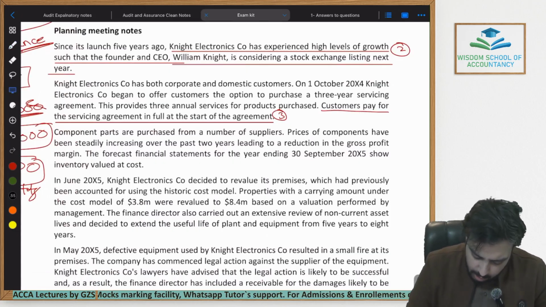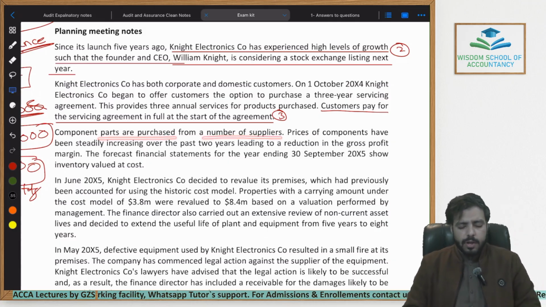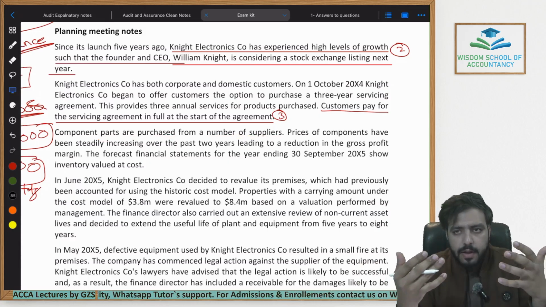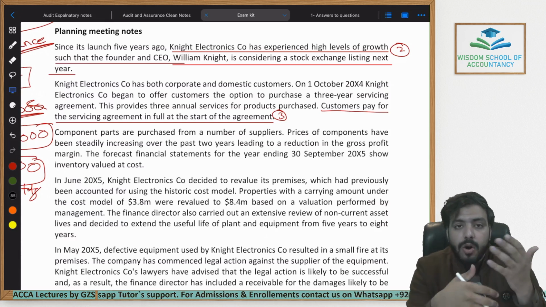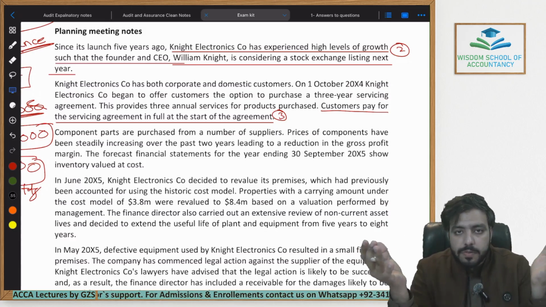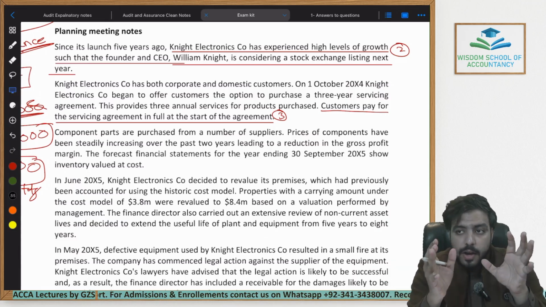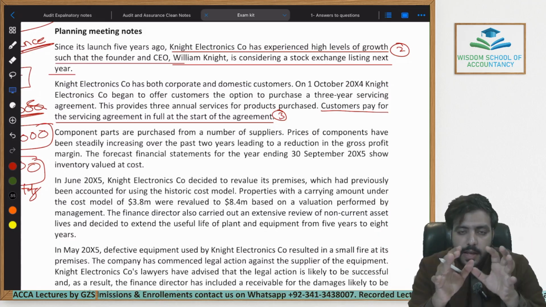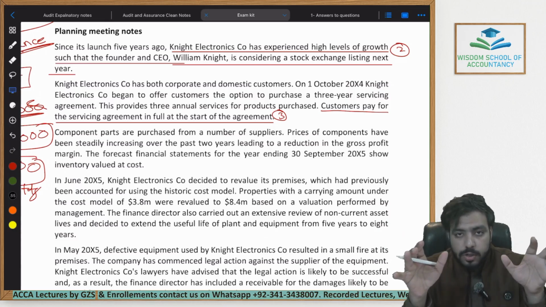Let's read forward. Component parts are purchased from a number of suppliers. Obviously, in order to provide services to their customers, they need inventory. For example, door locks, security locks, pin locks, connected with a system which can be controlled from anywhere around the world, a network it can be connected to. All of these things are not made by this company. They don't have an established factory within their country where they make these things. No, they don't do that.